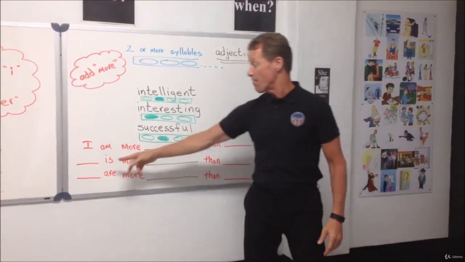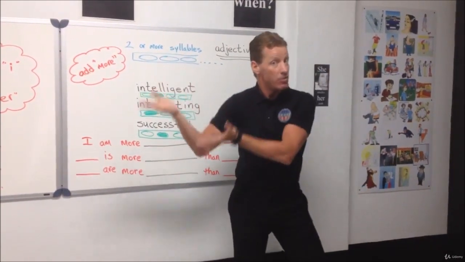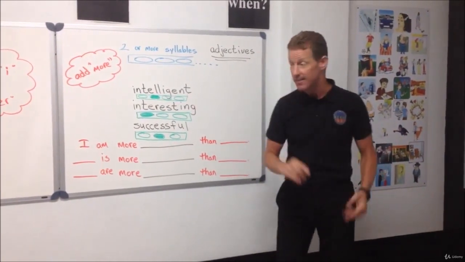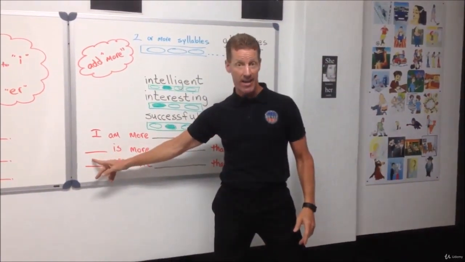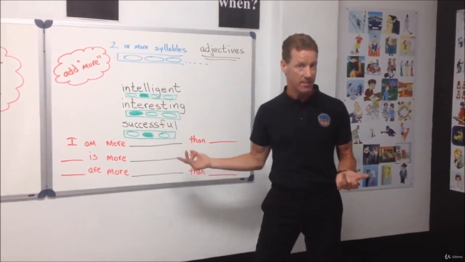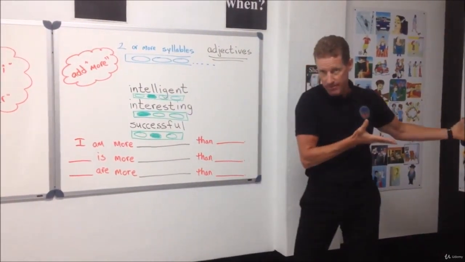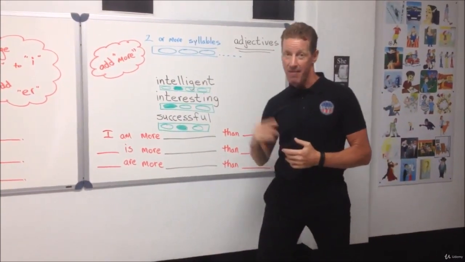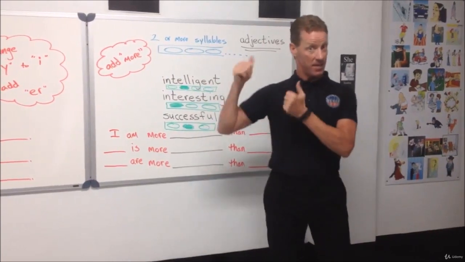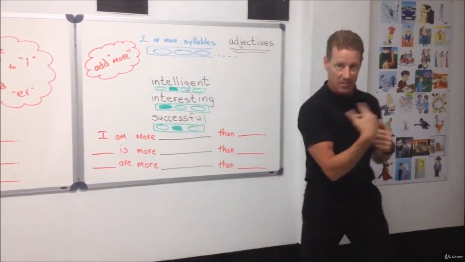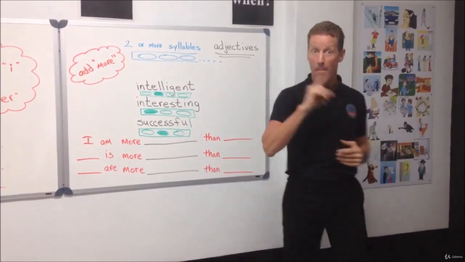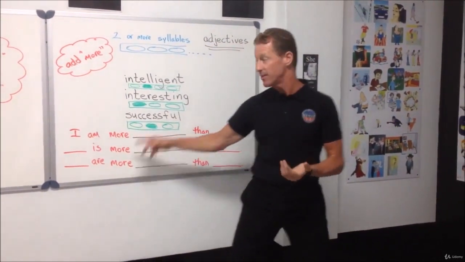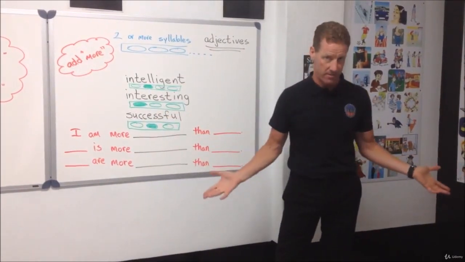Interesting. My girlfriend is interesting. My sister is interesting. But my girlfriend is more interesting than my sister. Next, successful. My friends are successful. My cousins are successful. But my cousins are more successful than my friends.